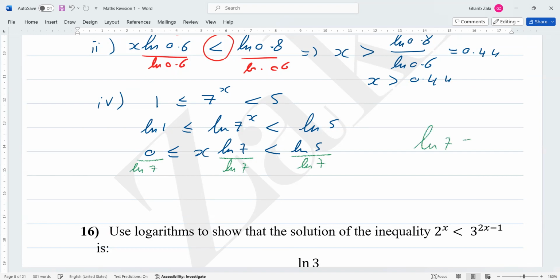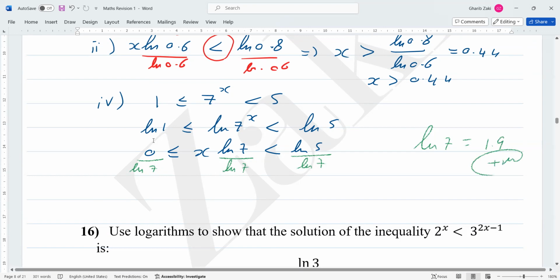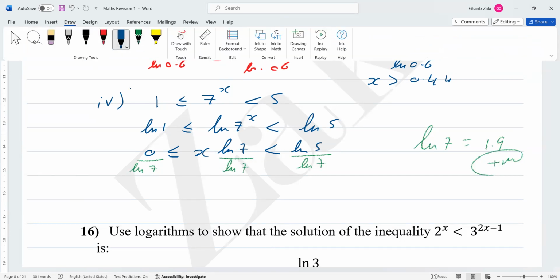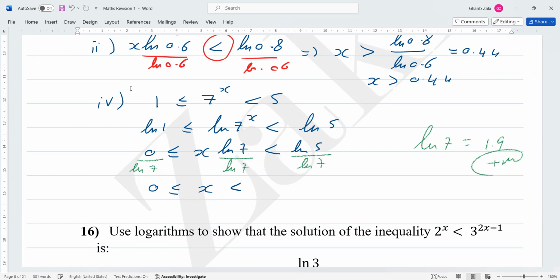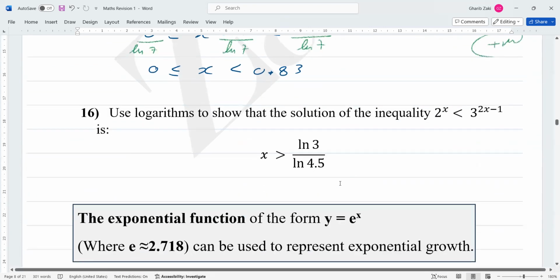First of all, we find the value of ln 7. Is it positive or negative? ln 7 also is positive. Okay? So it is 1.9. It's positive. Then we don't change the direction of the inequality. 0 divided by ln 7 equals 0. x is less than ln 5 divided by ln 7. The fraction ln 5 divided by ln 7 equals 0.83. So this is the solution. Now, the last question about the inequality.